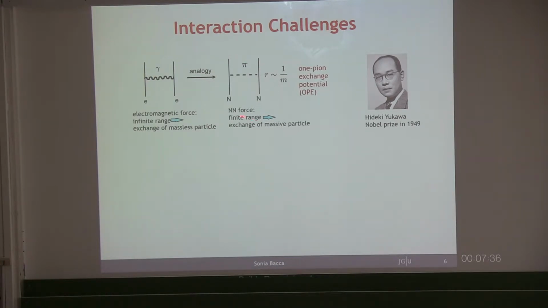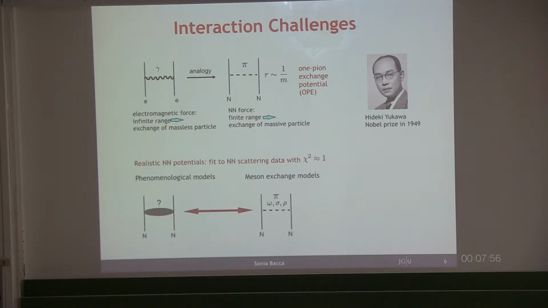So this diagram here is called the one pion exchange. It is still at the basis of most of the modern potentials to describe nuclear force. Of course, this was 1949, and we have moved a lot beyond that. And I can say that for a long time there were two main ways to derive potentials.